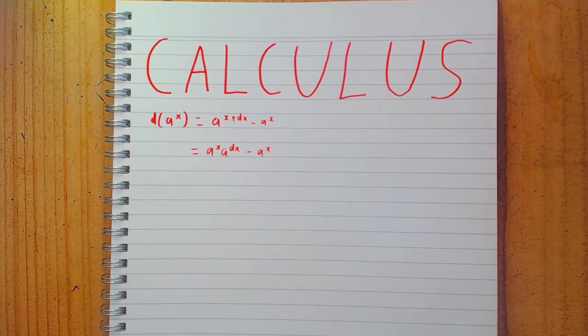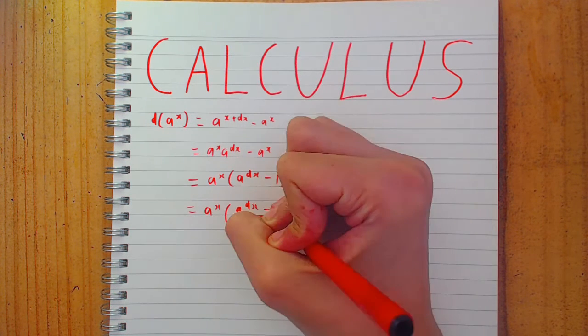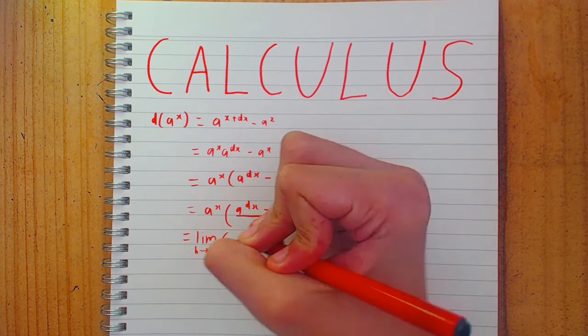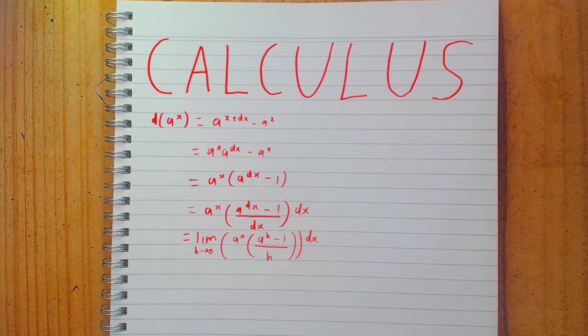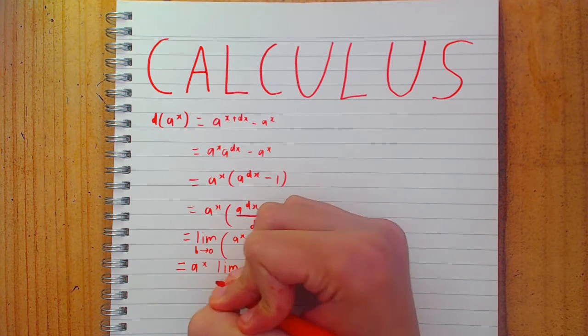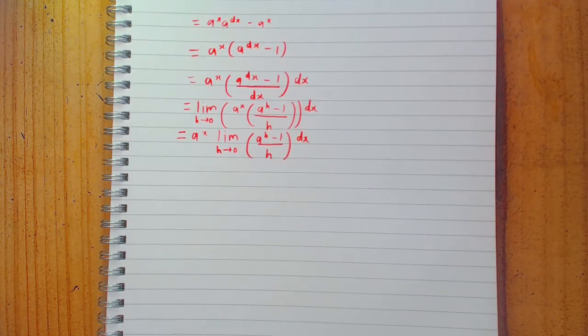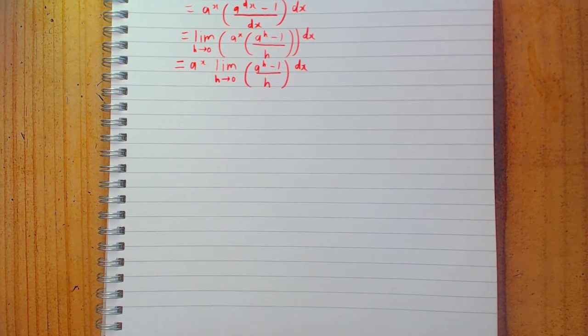Therefore, in total, d(a to the x) equals a to the x times a to the dx minus a to the x. Factoring out a to the x, you get a to the x times (a to the dx minus 1). Like always, you factor out a dx and replace the other dx's with h's, which you take a limit of as h approaches 0. Because a to the x doesn't contain an h, you can take it out of the limit.